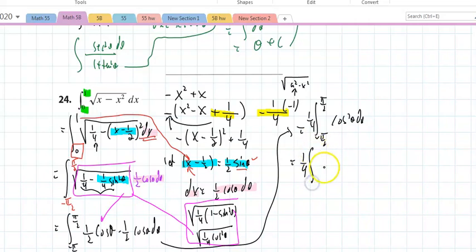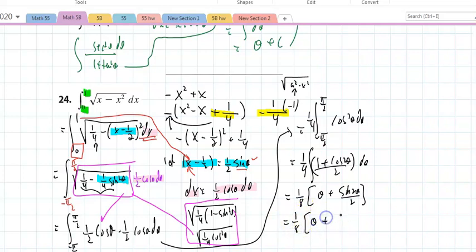Oops. The integral, that's 1 plus the cosine of 2 theta divided by 2 d theta. That is 1/8 times theta plus the sine of 2 theta divided by 2. Right? Actually, I don't need to even expand that because I'm running this from negative pi over 2 to pi over 2. That will be 1/8. Plug the pi over 2 in. If you put pi over 2 in there, 2 times pi over 2 is pi, sine of pi is 0, minus, if I put a negative pi over 2 in there, that's sine of negative pi, which is 0.